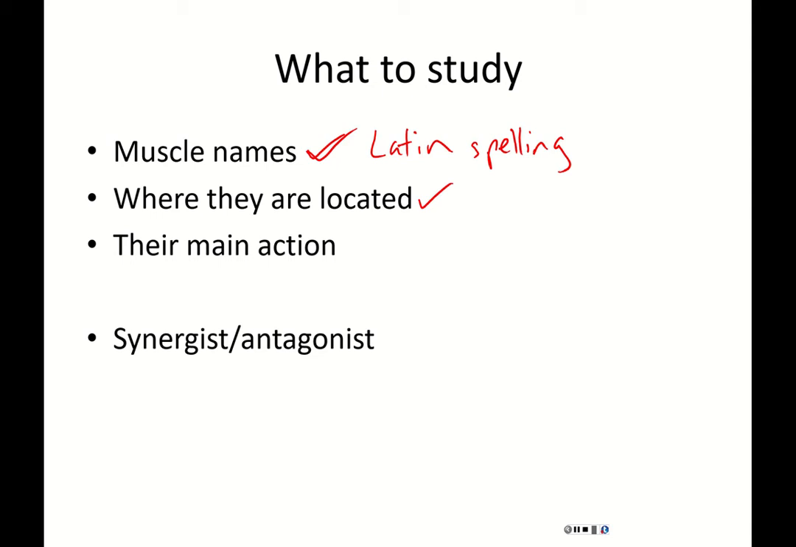And then finally, you definitely want to know their main action. Many of the muscles have more than one action, but in your book, you'll find tables that list all of the muscles and their actions. So I would memorize the main action. For example, something like flexing the arm at the elbow, or abducting the arm at the shoulder. Those are the kind of actions we're looking for.